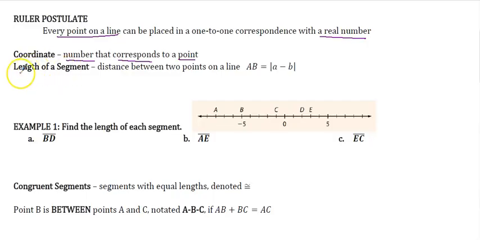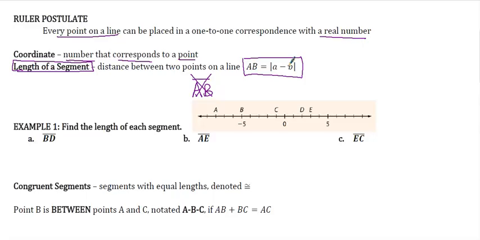Now, length of a segment. This is going to be important. It's the distance, you know that, between 2 points. But this is the formula you use to solve for the length of a segment. You are going to use that and apply it today. So if we want the length of AB, notice this does not say segment AB. There is no line on top when we're talking about the length. We just have AB, no line. So the length of AB is equal to the absolute value of A minus B. So we're going to apply this because we're going to put the numbers in there for the lowercase letters. So find the length of each segment.